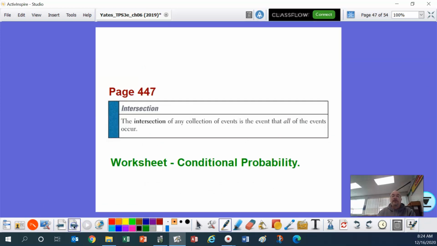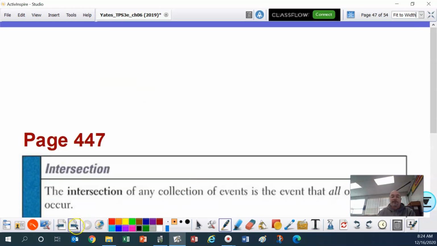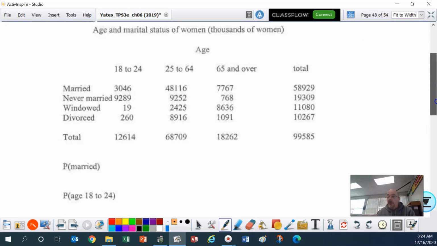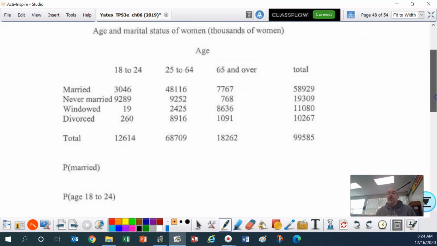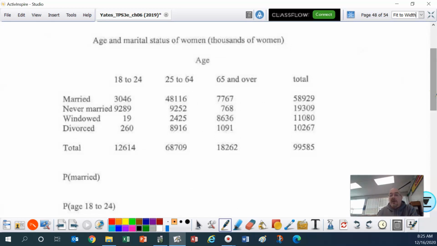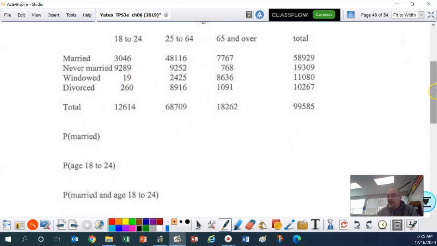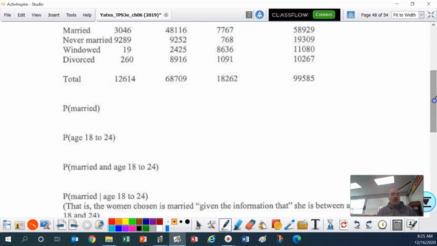All right, conditional probability time. This is above the video if you want to print it. So we're going to be using a table. In this table, we are given the ages or age ranges and marital status of women. And please realize that this is in thousands of women. So this 19 is 19,000. So here we go.